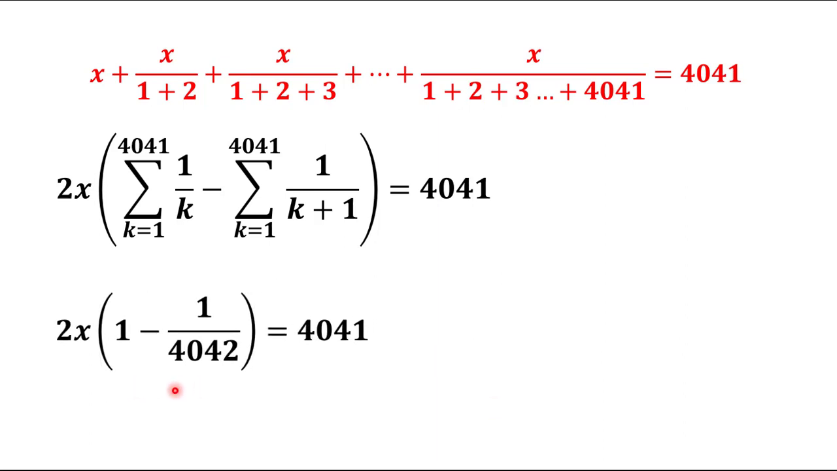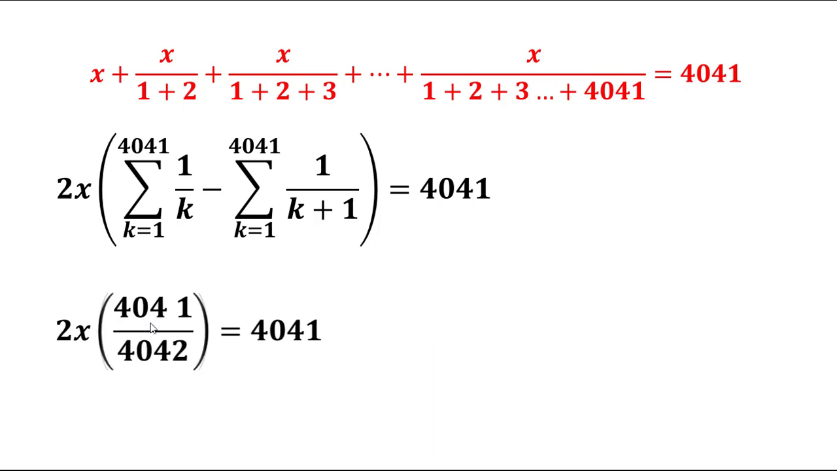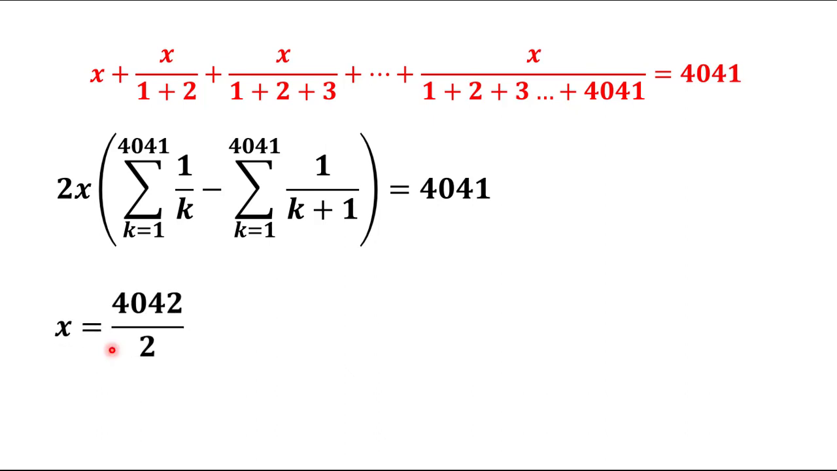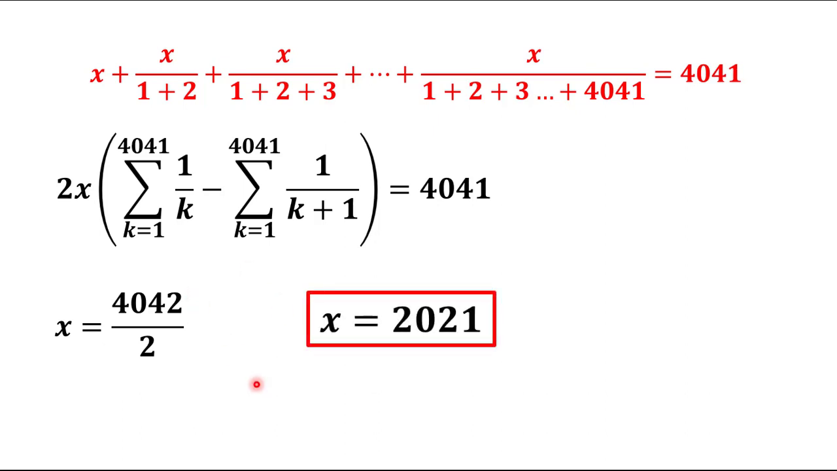Now we need to solve this equation for x. We need a common denominator. The common denominator is 4042. 4042 minus 1 equals 4041. We can divide both sides by 4041. And x is going to be 4042 over 2, or x is equal to 2021.